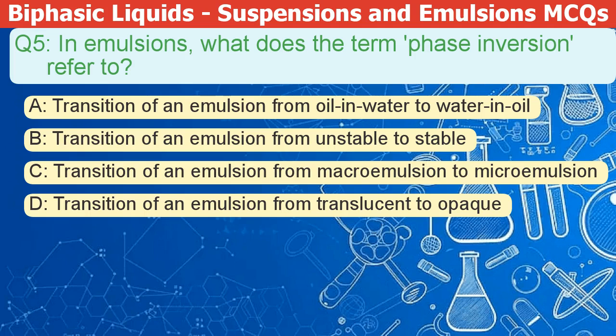A. Transition of an emulsion from oil in water to water in oil. B. Transition of an emulsion from unstable to stable. C. Transition of an emulsion from macroemulsion to microemulsion. D. Transition of an emulsion from translucent to opaque.